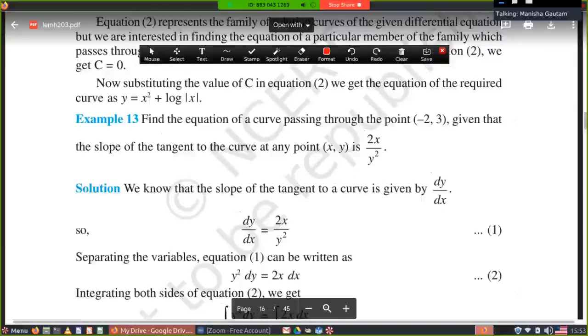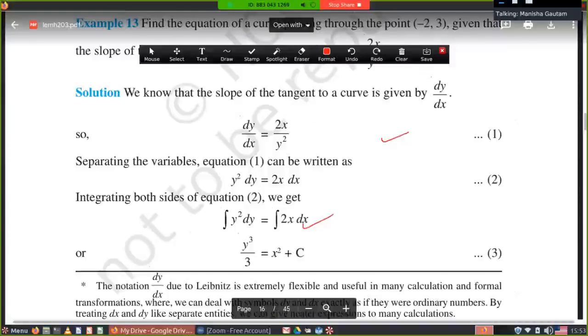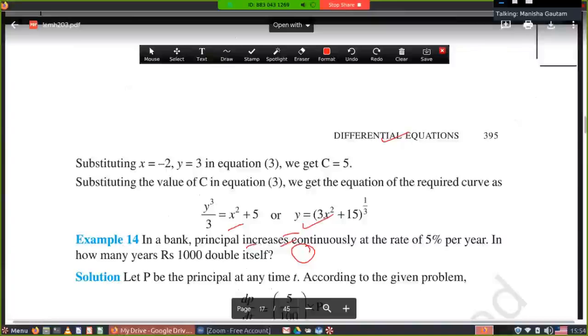Now again, the equation is given, dy upon dx is equal to 2x upon y square. Apply the variable separable method: integrate y square and integrate 2x. Now you have to find the value of c if x and y are given. What are the x and y? x is -2 and y is equal to 3. You will get the value of c, that is 5.